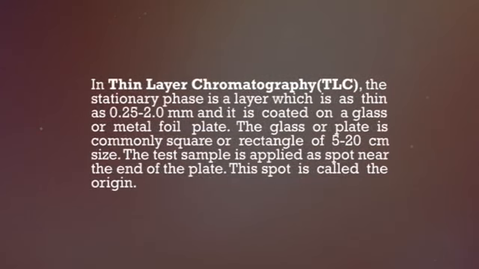In thin layer chromatography or TLC, the stationary phase is a layer which is as thin as 0.25 to 2 mm and it is coated on a glass or metal foil plate. The glass or metal plate is commonly square or rectangle of 5 to 20 cm size. The test sample is applied as a spot near the end of the plate. This spot is called the origin.